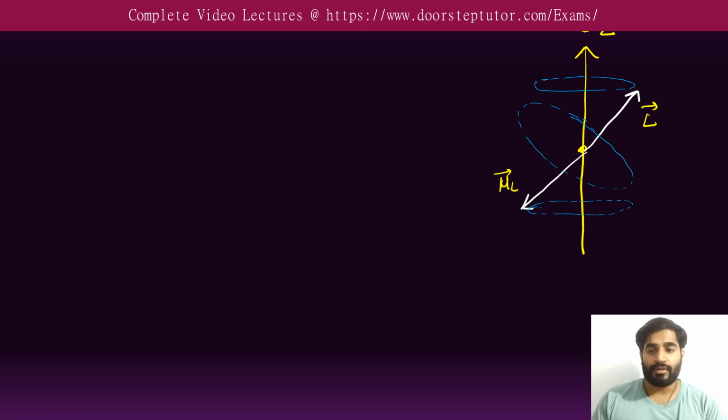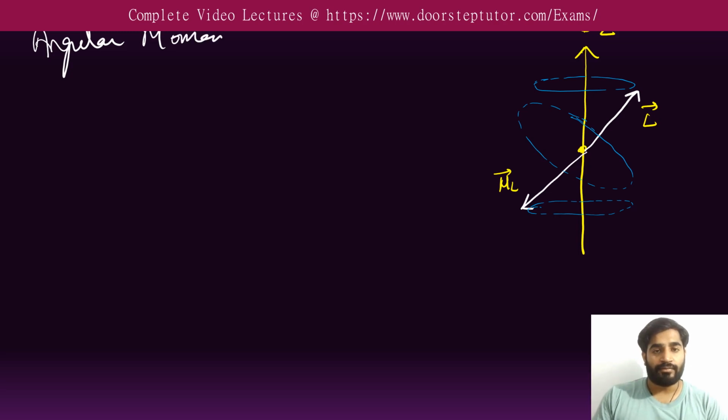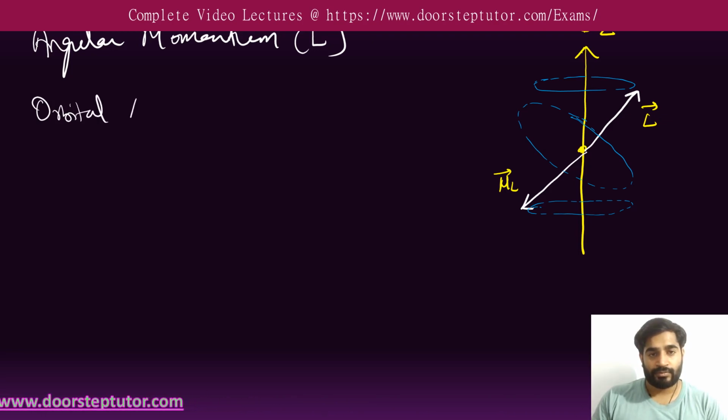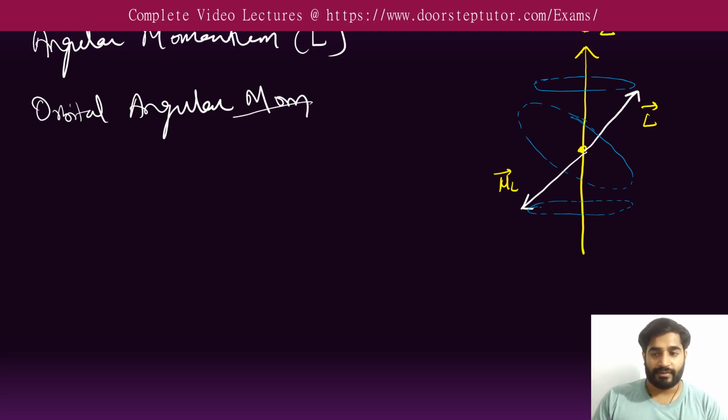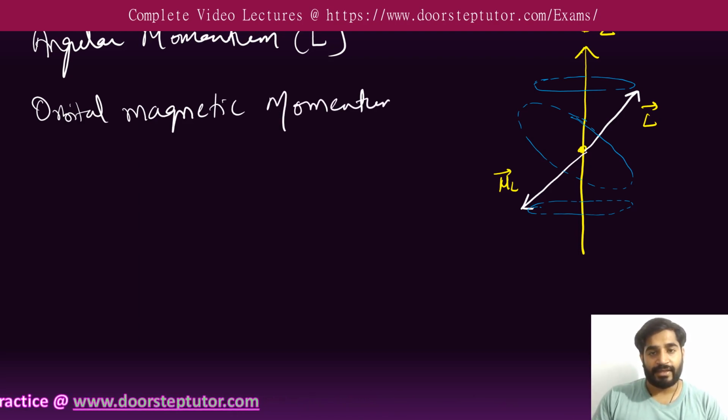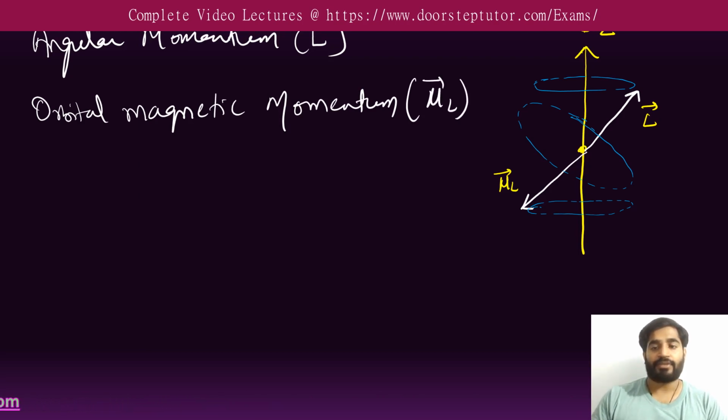Now according to quantum theory, the polyelectronic atom, meaning a multi-electron atom, possesses an angular momentum, which we call L. Another thing is the orbital magnetic moment, which we call mu L, and that depends upon the angular momentum L.